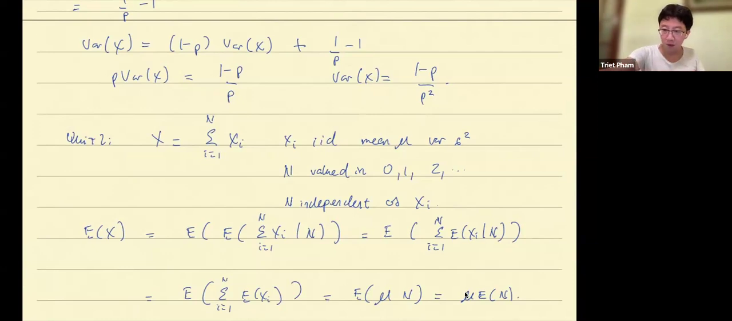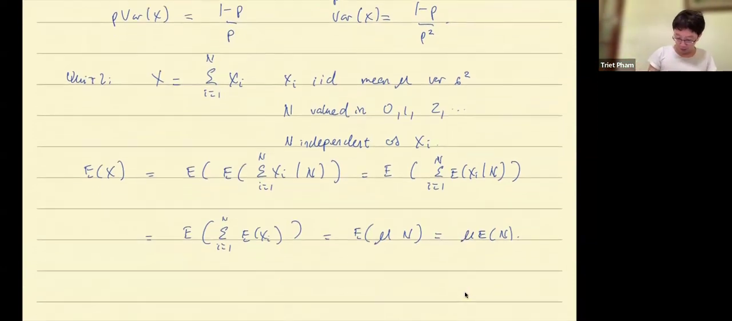Now, that's not really a quiz. The quiz is about the variance. So what is the variance? Can you use the conditional variance formula to calculate the variance here?